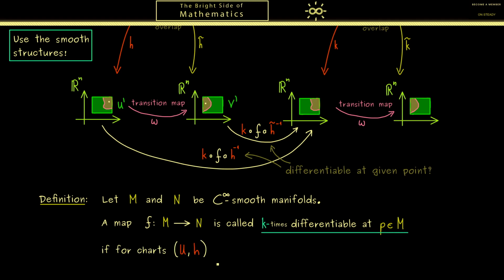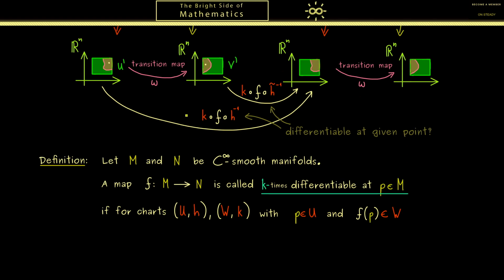Okay, and now in order to define it, we just need a chart on the left hand side and a chart on the right hand side. Moreover, of course, what we also need is that the point P lies in U, so in the chart on the left hand side, and the image of P, f of P, lies in W in a chart on the right hand side. So there we have our assumptions, and then we can consider this new map here between Rn and Rn. More precisely, we would restrict this map to suitable subsets in Rn. However, this is just a technical detail.